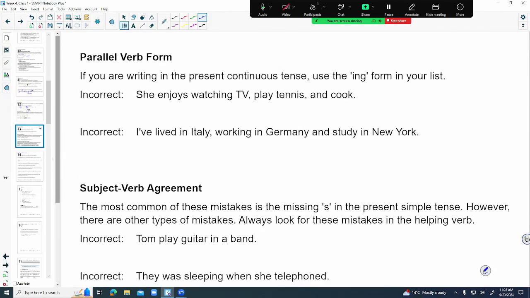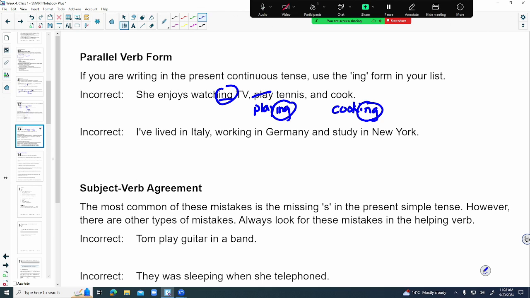And parallel verb form. If you're writing in the present, something that's happening now, present continuous tense, using the ing form, use the ing form in your list. So incorrect: she enjoys watching TV, play tennis, and cook. This is what we call present continuous because she enjoys it all the time. So watching TV, it should be playing tennis and cooking. Okay, parallel verb form: ing, ing, ing. All the verbs end with ing.